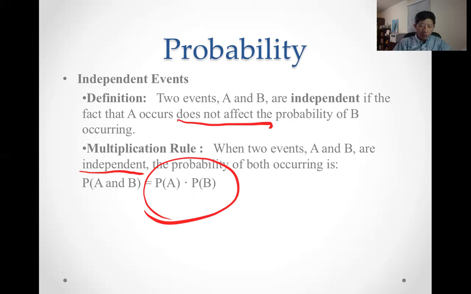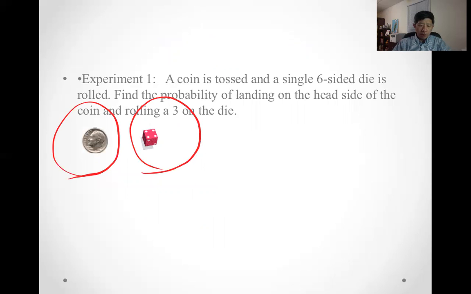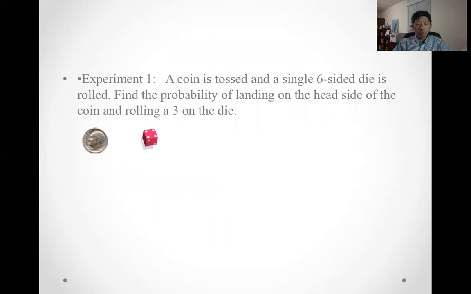So let me give you an example of this. Here is an independent event, right? Flipping a coin and rolling a die. They are totally independent. They do not affect each other, right? So therefore, we can do an independent event like this. A coin is tossed, and then a single 6-sided die is rolled. Find the probability of landing on the head side of the coin and rolling a 3 on the die.